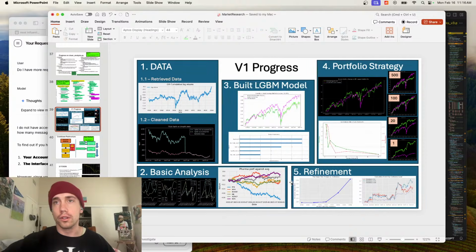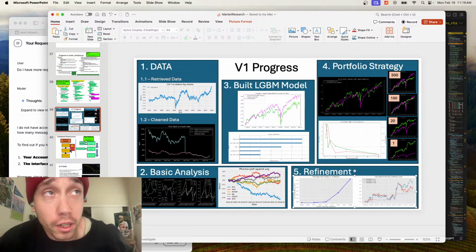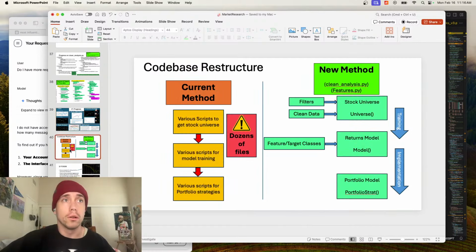This is what I've done so far. I got a 51.5% directional accuracy was the best I could do on the returns model. And I found some portfolio strategies which work and refined those down. I got some things which work really well, but I'm only selecting one or a few number of stocks. The best performance is if I'm selecting one stock per day, so that's not very robust. So I need to basically rapidly iterate through the models.